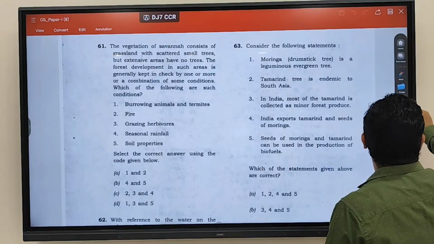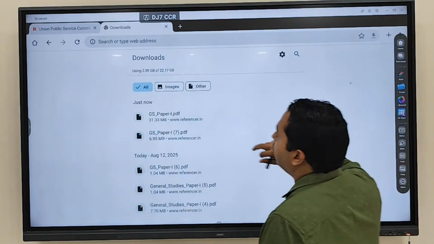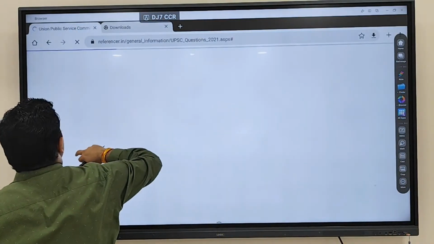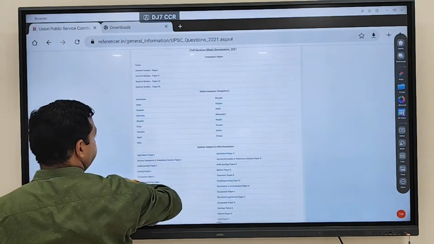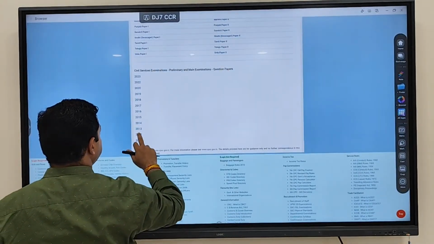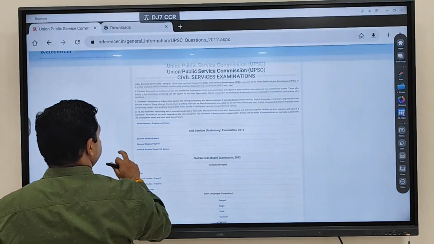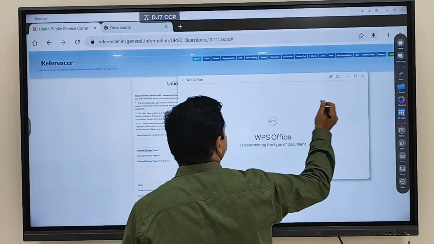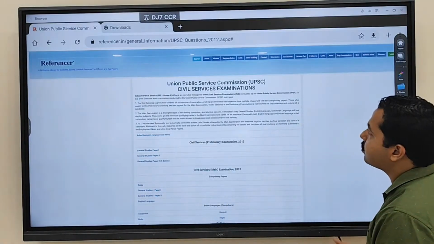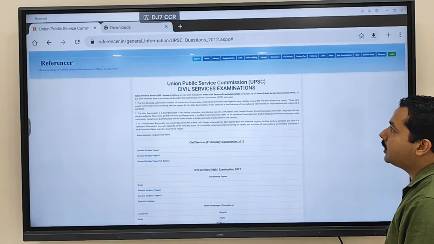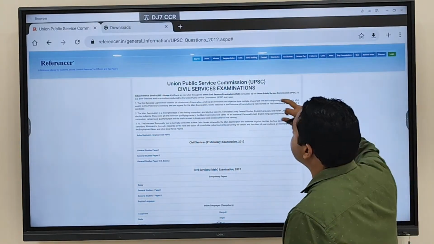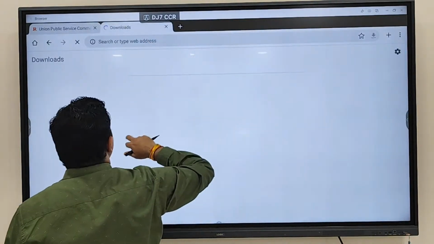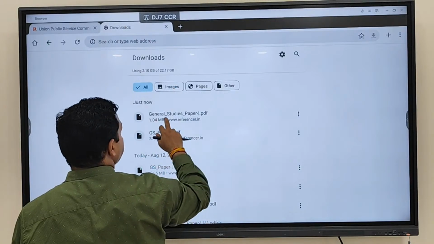There is another question which has been asked. So as many questions as you practice, your concept will get clear. That's why practicing questions is very important. What type of questions UPSC is asking, how practice has to be done.